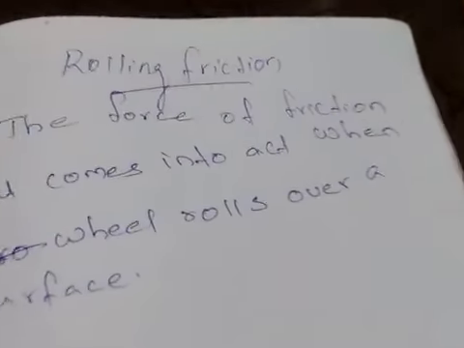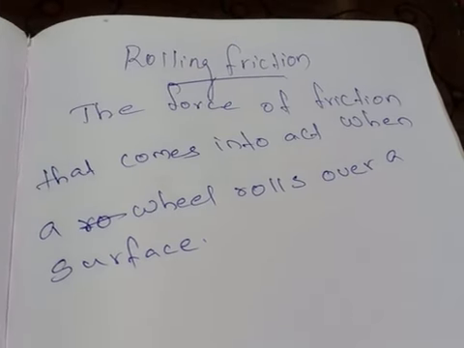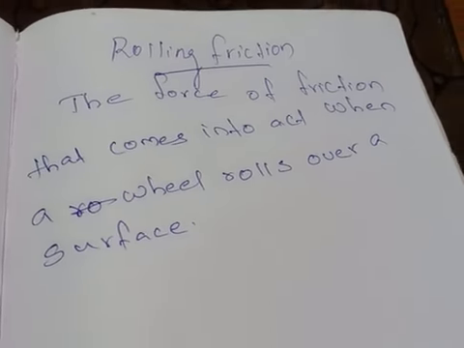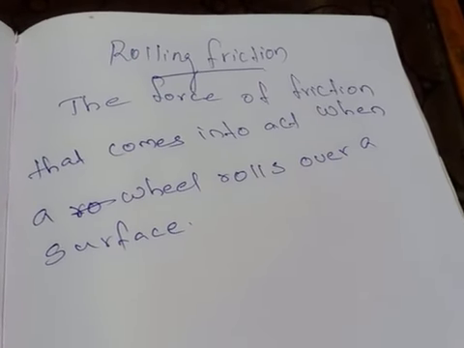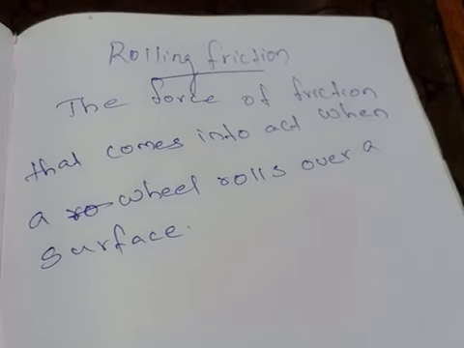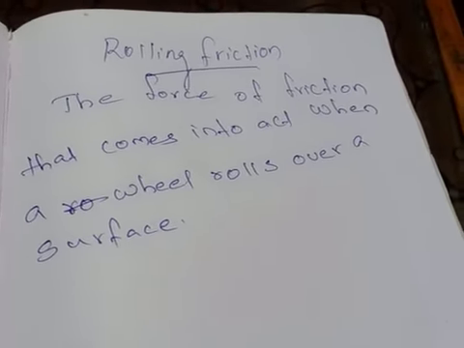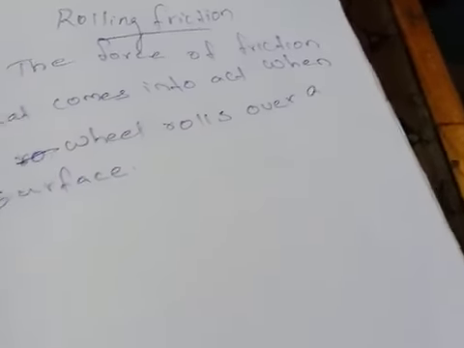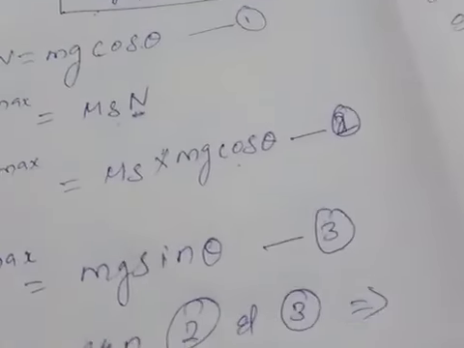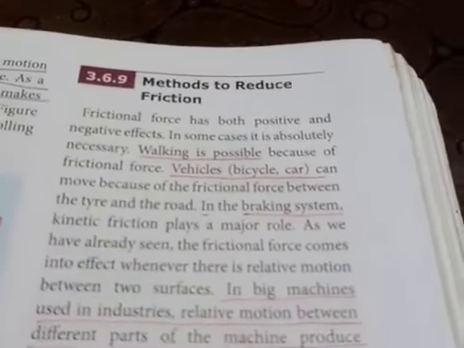So during this rolling motion, suppose you are attaching a wheel on your table, or on your cupboard, and you are trying to move it, at that time one force of friction is acting during this rolling motion, or when a wheel rolls over the surface. That is what we call rolling friction. And this much is enough about rolling friction. Next, the important thing is, what are the methods to reduce friction?